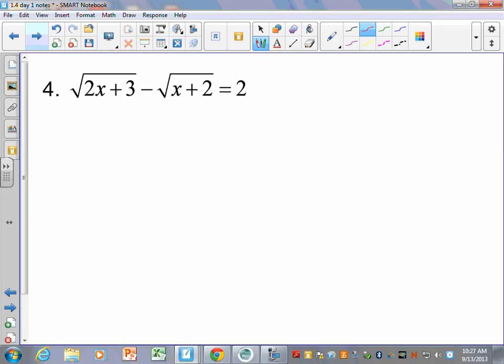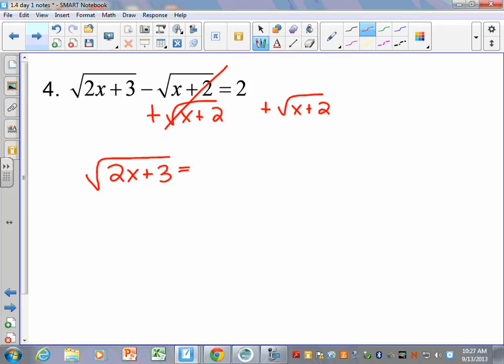Can I add this square root to the other side? Not really going to accomplish a whole lot, but it is going to get this square root by itself. So I can add the square root of x plus 2. So I get the square root of 2x plus 3. You can't add something with a square root to something without a square root, so I'm just going to write that as 2 plus the square root of x plus 2.